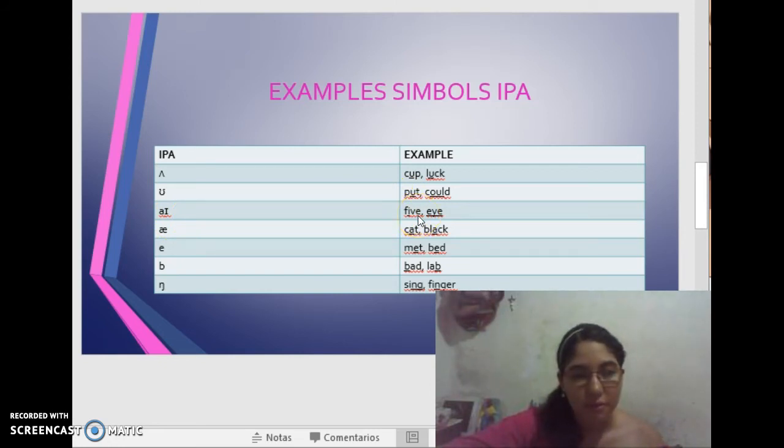Example: cat, black. Example: met, bed. Example: bat, lap. Example: sing, finger.